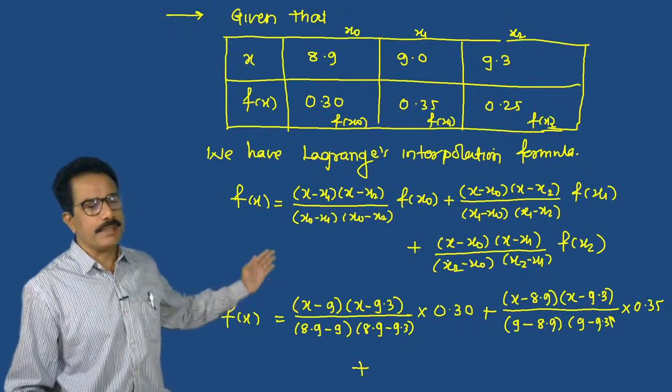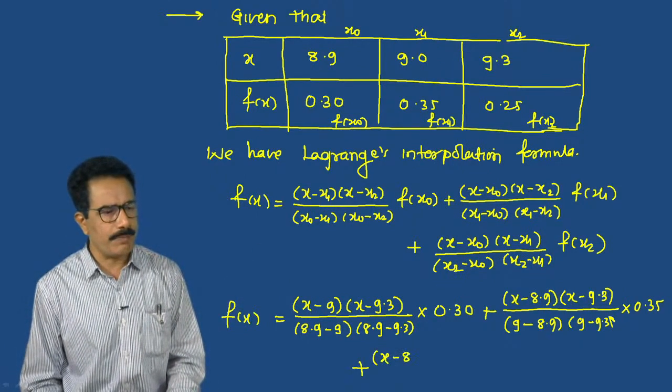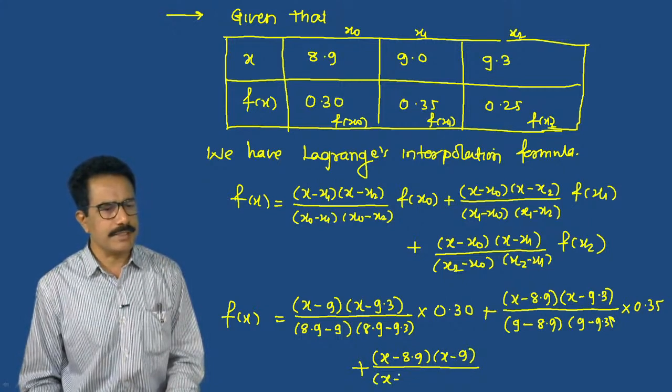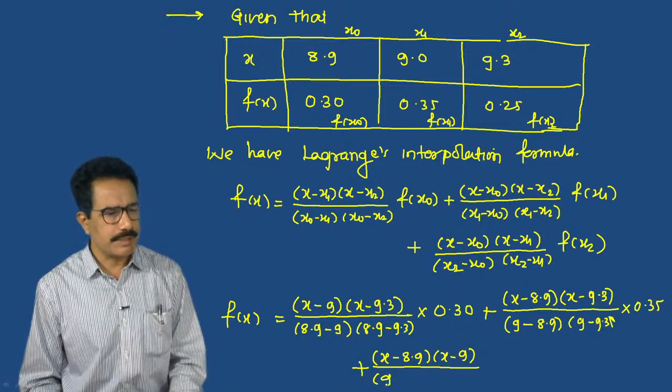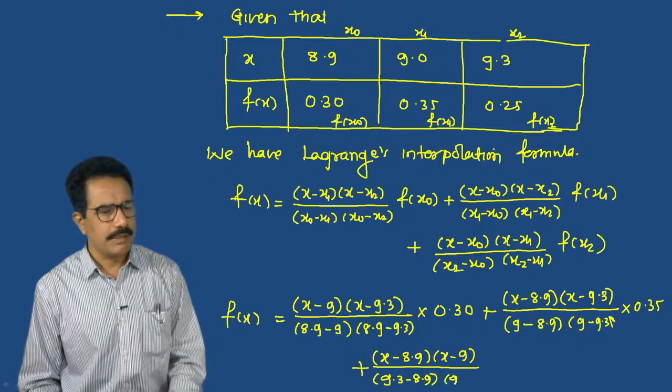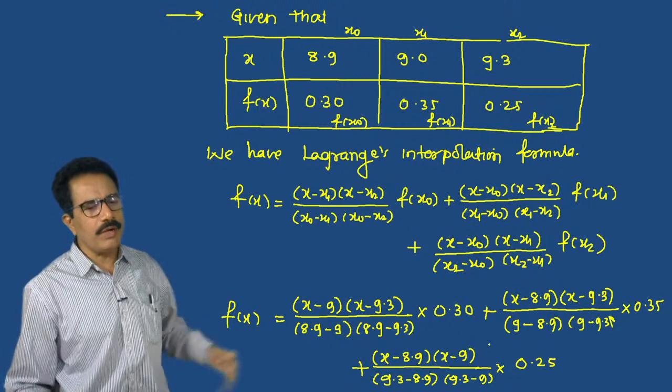Now the third term: x minus x0 means x minus 8.9, x minus 9, divided by x2 minus x0, which is 9.3 minus 8.9, 9.3 minus 9, into 0.25. Okay. Now we have to solve this.